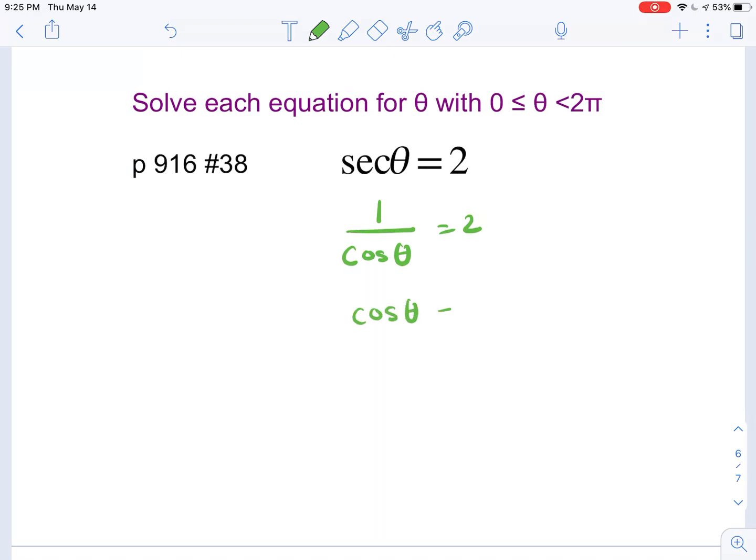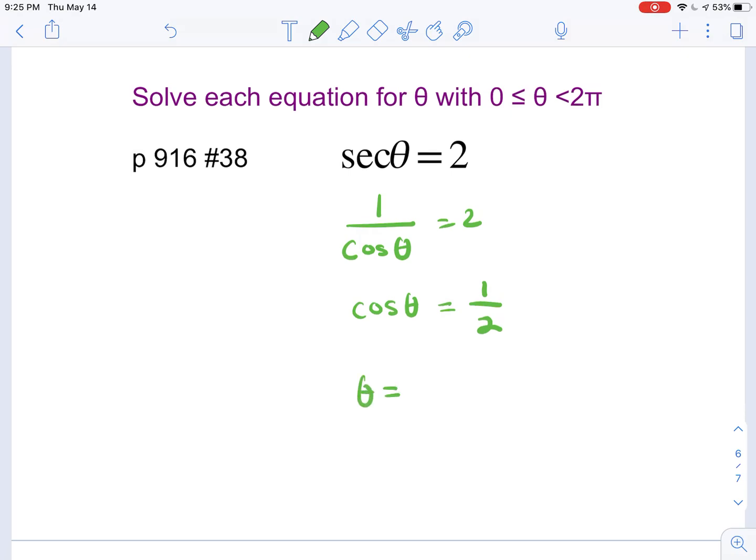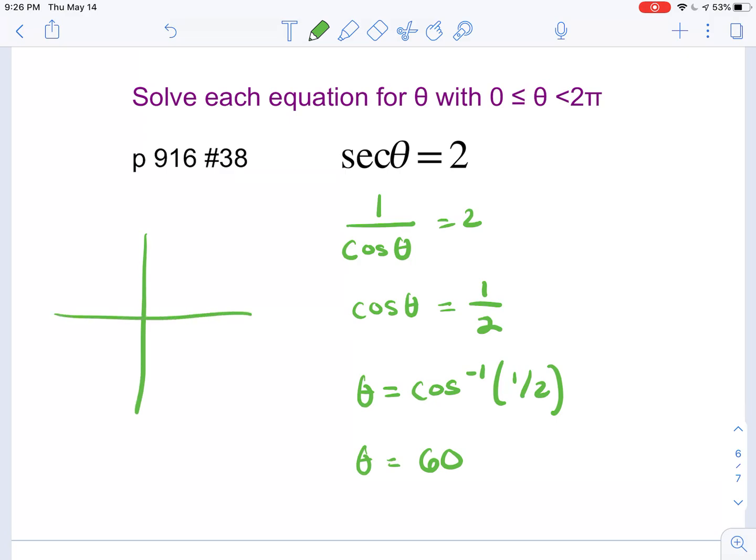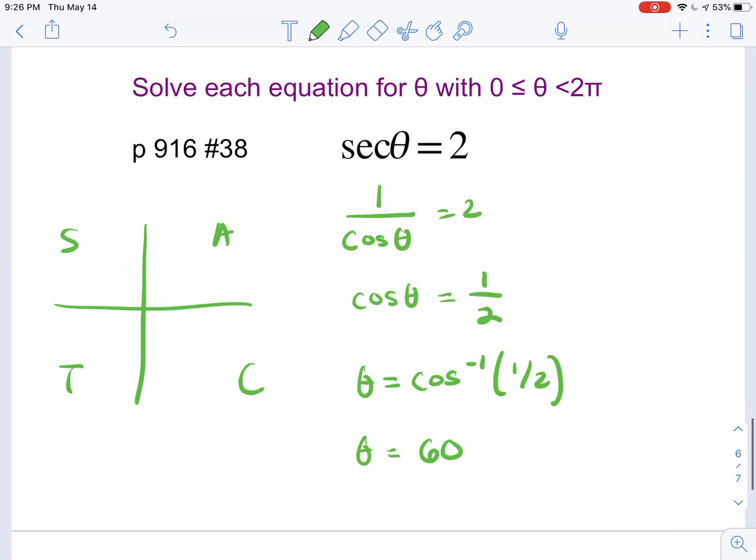So now, however you want to solve this, you can solve this using a proportion and cross multiply, you can understand reciprocals and just flip them, but when we do that, we get that cosine of theta ends up being 1 over 2. Okay, so to get our answer, theta is equal to the inverse trig function of cosine of 1/2. Make sure your calculator is in degrees. And we get that theta is equal to 60.